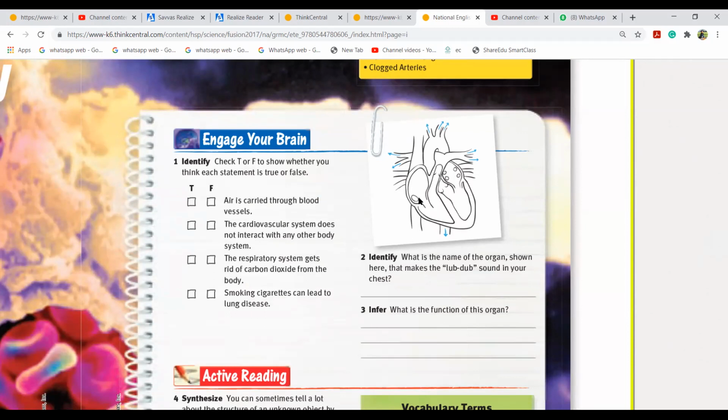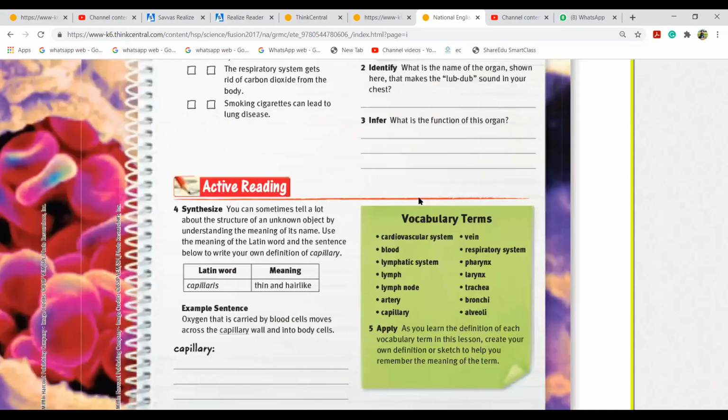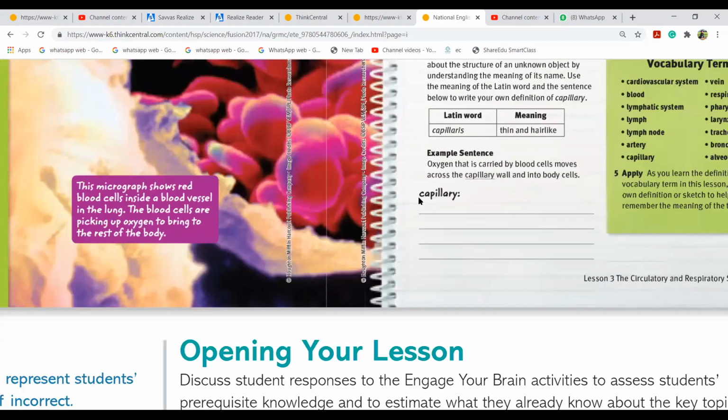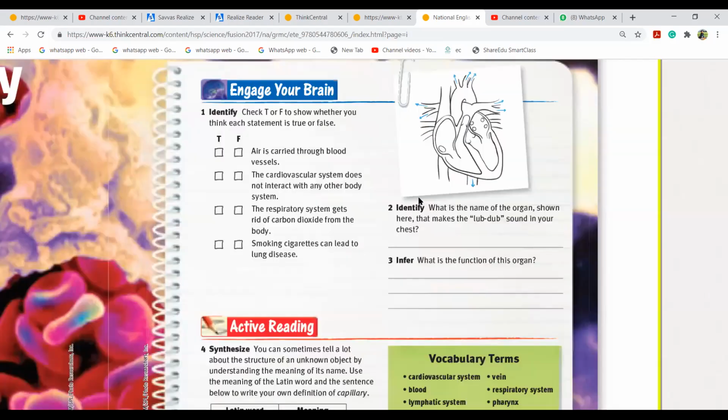Yeah, miss. The first one, true or false? Air is carried through blood vessels. What do you think? Is it true or false? False. It's false. Next.